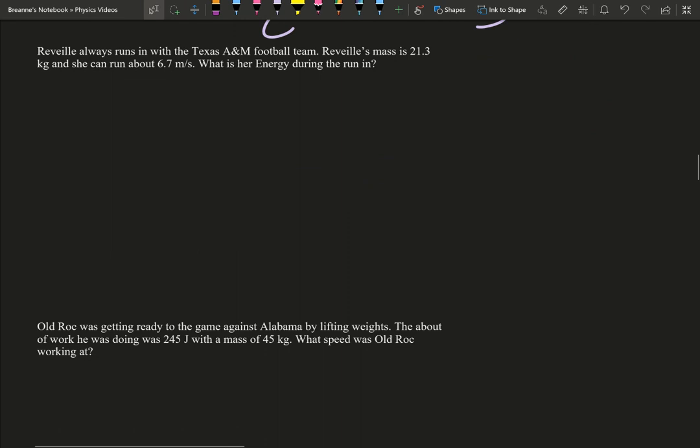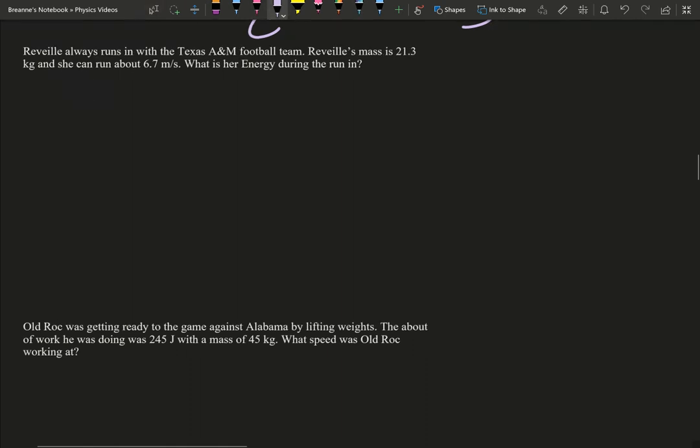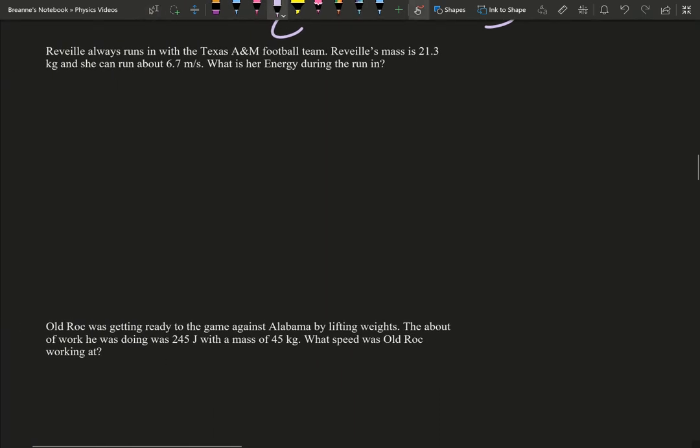So Reveille always runs in with the Texas A&M football team. Reveille's mass is 21.3 kilograms, and she can run about 6.7 meters per second. What is her energy during the run? So we're looking for energy. So before we get to it, let's figure out what the problem gave us. So our givens: the mass is 21.3 kilograms. It says she can run at 6.7 meters per second, and we're looking for her energy.